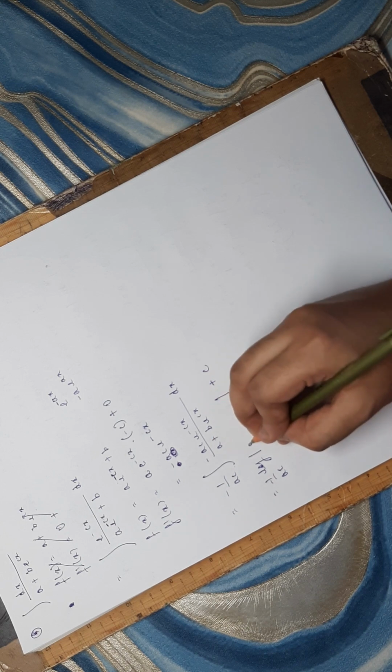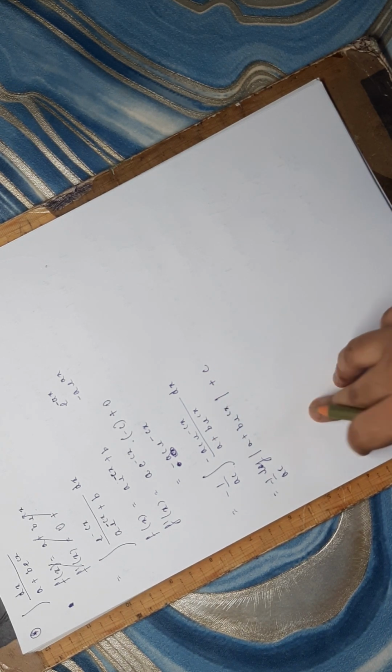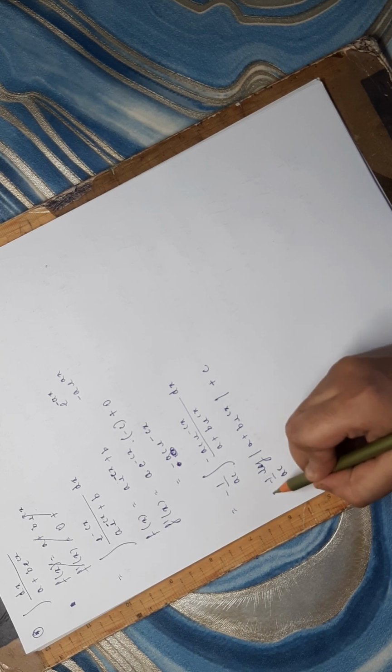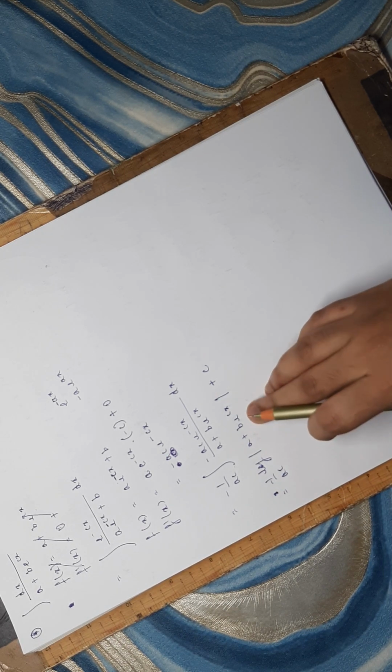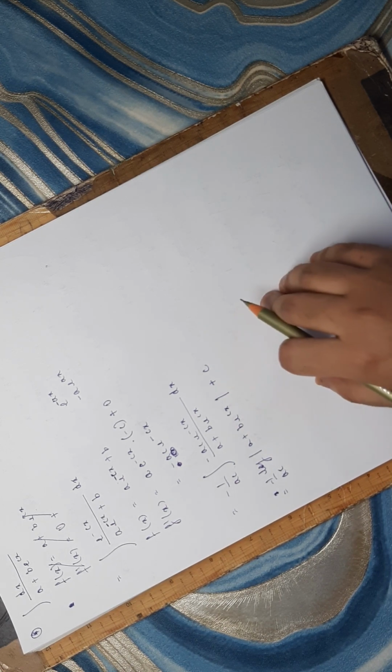Log of what? A plus b e to the power cx, right? So minus of 1 by ac log of mod a plus b e to the power cx plus c. So this is the final answer to this question.